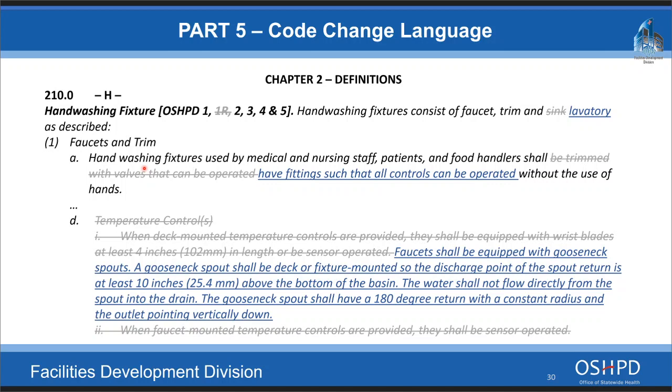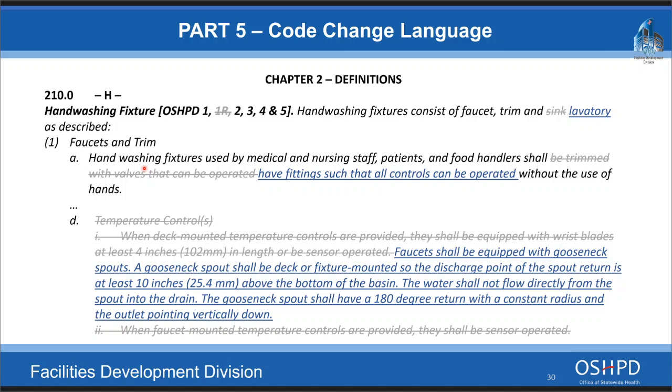Now, all these things are founded in infection control. That last statement, though, the 180-degree return, I do know that we'll have some fixtures proposed that are maybe 170-degree. And we'll look at those. We'll try to be as flexible as we can because there are a lot of fixtures like that. The 10-inch requirement, 10 inches above the bottom of the basin, I did an analysis of all the equipment out there that's being sold and offered, and that does not adversely affect the market in any way. So we'll go to the next slide, please.